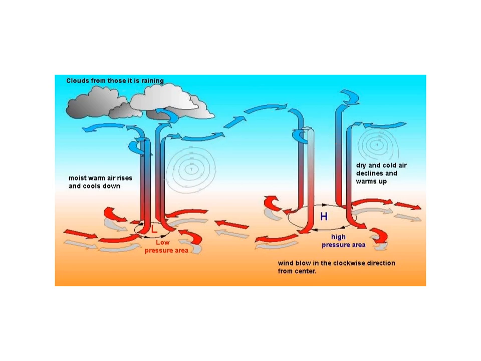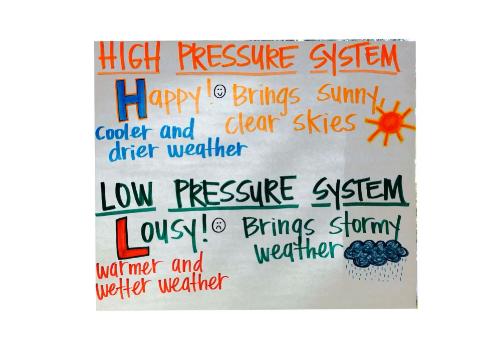Okay, the air over here is the high pressure. We have our cold air. Our cold air is going to be sinking because it is more dense. And as it sinks, it's going to release that moisture there and dry up, and it's going to spiral outward. So it's going to go down and out in a clockwise direction. High pressure systems are going to bring us happy weather, brings us sunny, clear skies. Low pressure systems are going to bring us lousy weather, bring stormy weather and clouds and overcast.